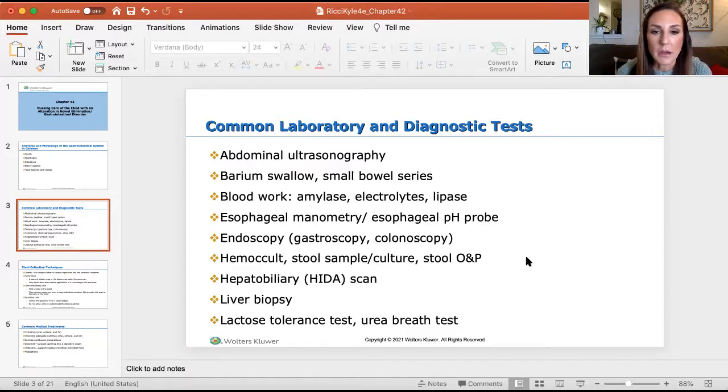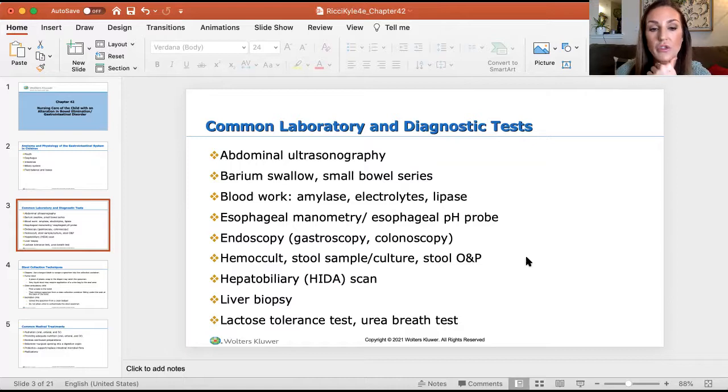An esophageal manometry, or basically what they're going to do is take a tube and go down and test the actual pH level of the esophagus. This is going to test for GERD. An endoscopy, of course, is a scope that either goes down the throat and they can visualize the inside lining of the stomach, or they can go in through the rectum and visualize the lining of the large intestine.